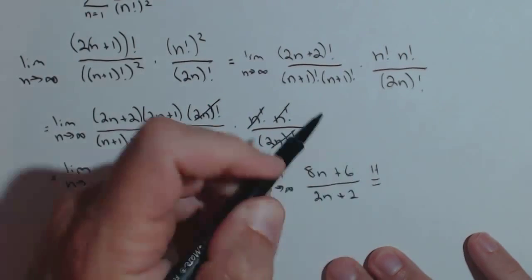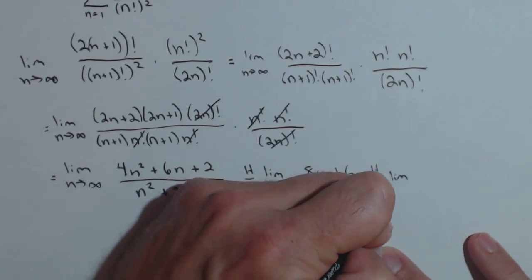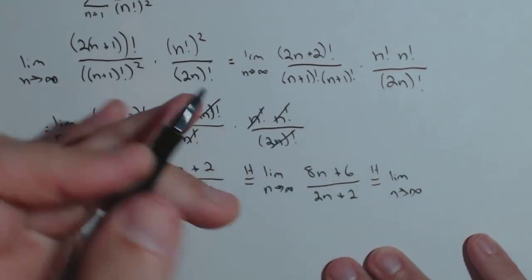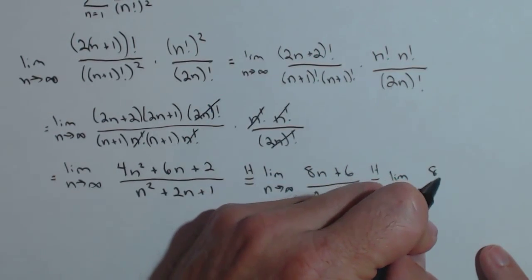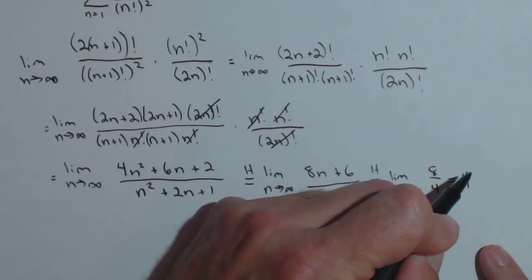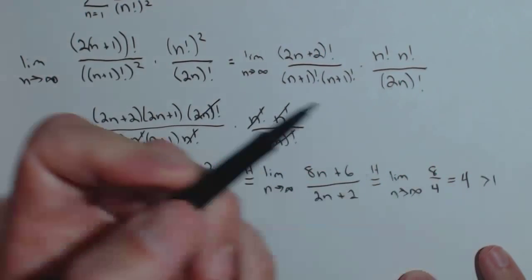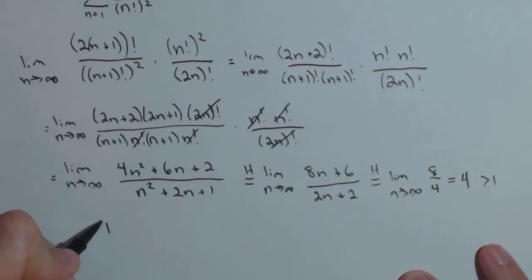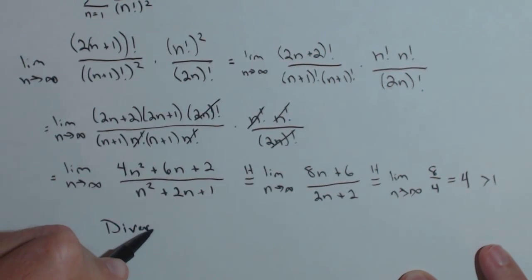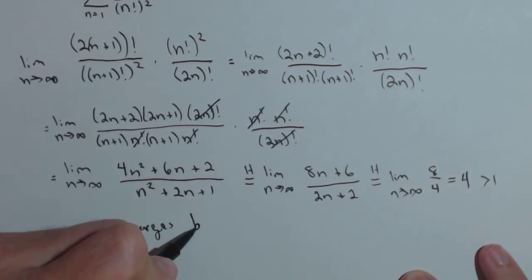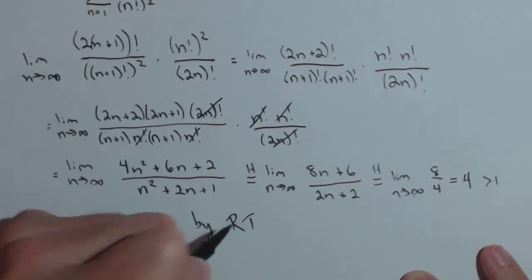One more round of L'Hopital's rule. And because we have an infinity over infinity case, we can do this. We get 8 over 2, which equals 4, which is not less than 1, which is greater than 1. So this guy diverges by the ratio test.